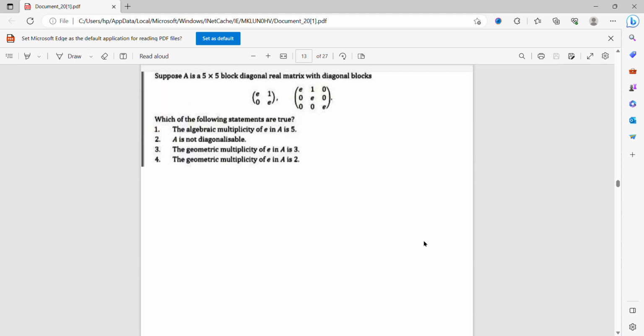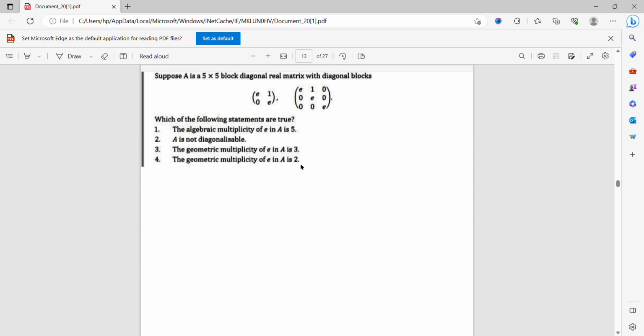Hence 1, 2, 3 are correct options because the algebraic multiplicity of E is 5. A is non-diagonalizable because the algebraic multiplicity is 5 and the geometric multiplicity is 3. And the geometric multiplicity of E in A is 3. This is correct, but the last one is not correct. So 1, 2, 3 are correct options.